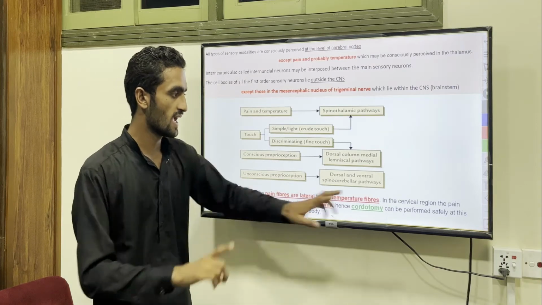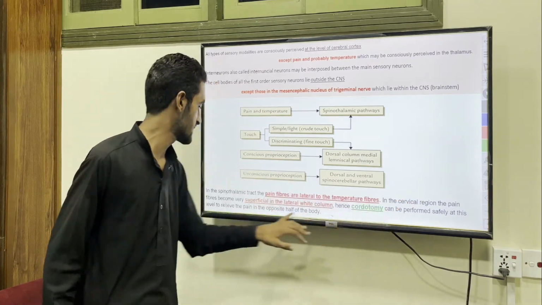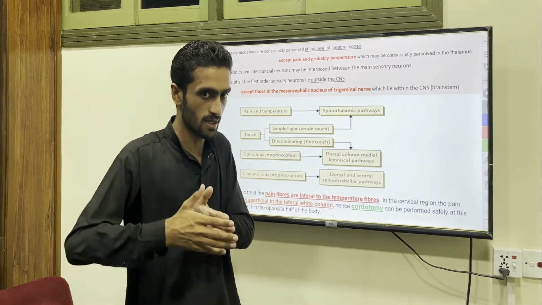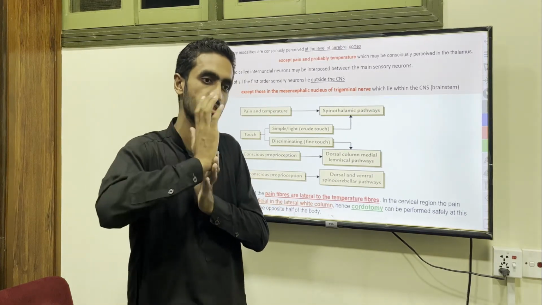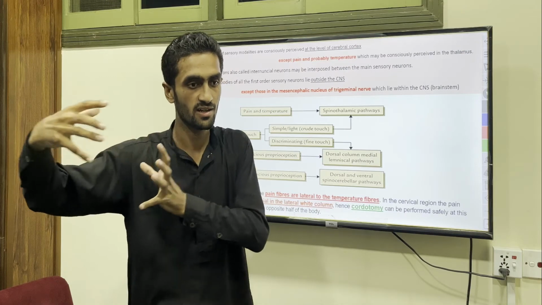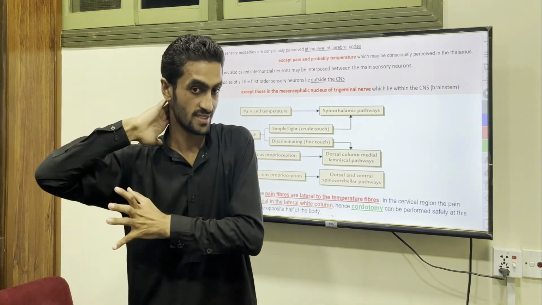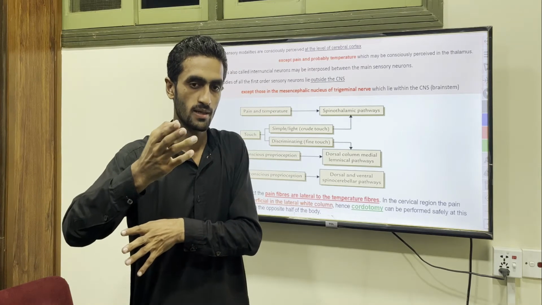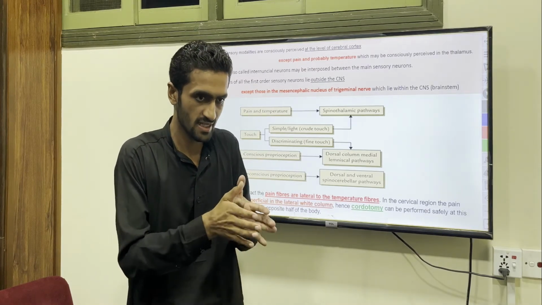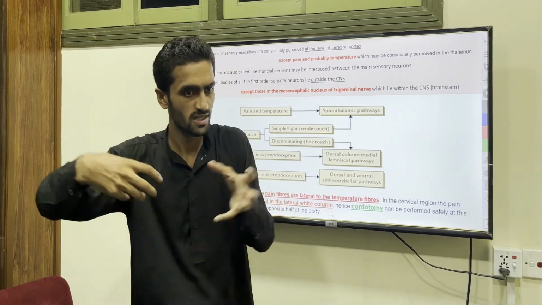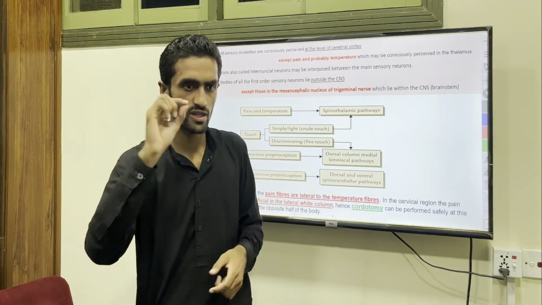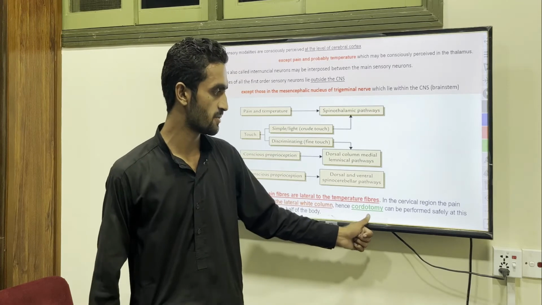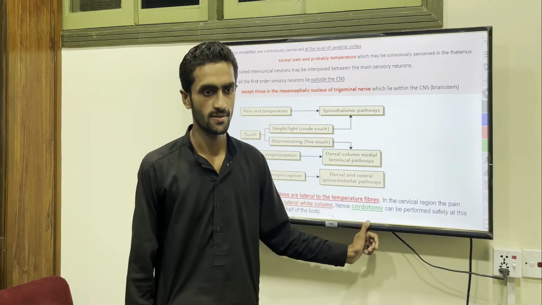As they reach the cervical region, the pain fibers become very superficial. Because they are lateral, in the cervical region they come near the skin surface, so you can cut the pain fibers easily. Below this, they are deeper inside. When they are superficial, near the skin, we can cut the pain fibers. This is the process, cordotomy. Repeat this one.